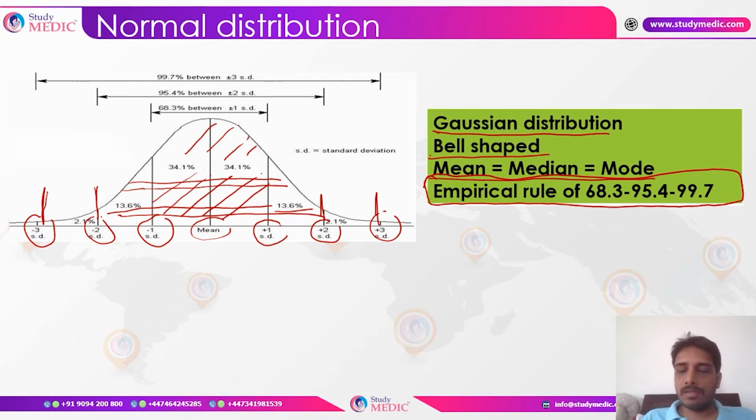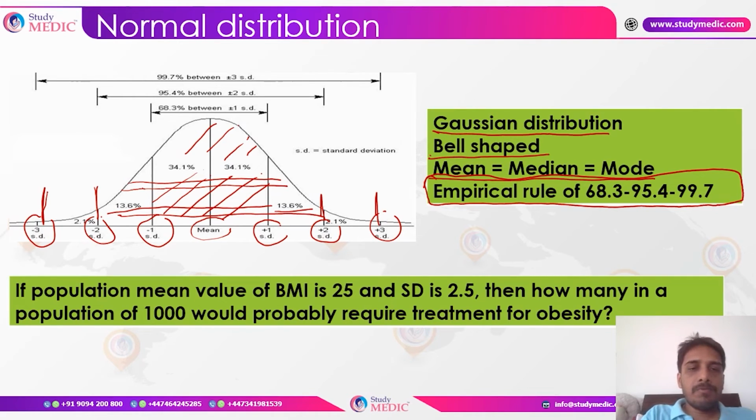Now using this, how do we solve certain problems? For example, if a population mean is 25 and standard deviation is 2.5, and you would like to find out how many in this particular population of 1,000 would probably require treatment of obesity, then what would we do? Then we will use this empirical rule and the characteristics of the normal distribution to solve such problems. When you plot the mean, this is 25.